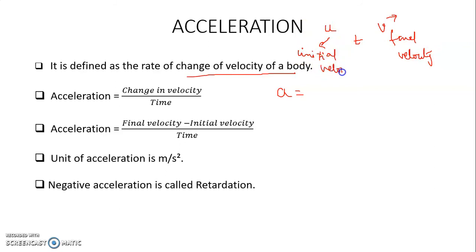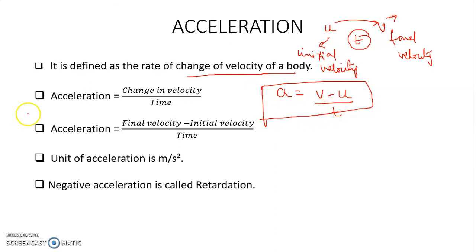Initial velocity. And how much time it took to go from initial velocity to final velocity? T time, right? So what we will write, change in velocity will be final velocity minus the initial velocity by the time taken. So this is your acceleration, okay? This is the formula, final velocity minus initial velocity by time.